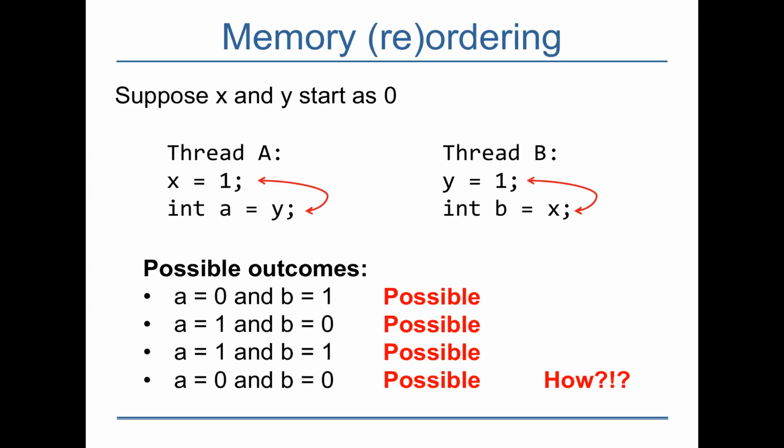Why is that? By the way, the instructions can be reordered by both the compiler and the hardware. So why can the compiler reorder x equals 1 and a equals y?